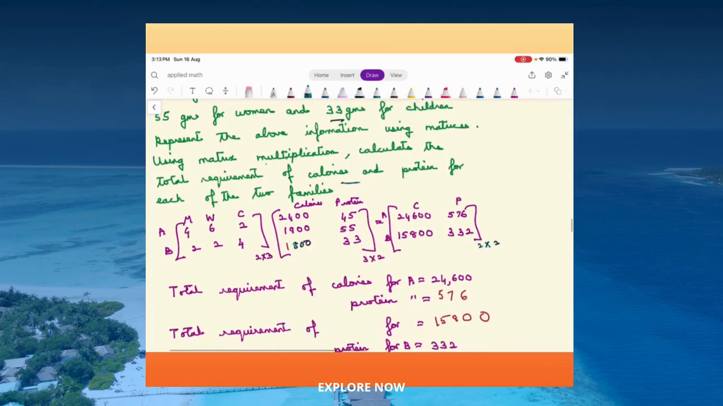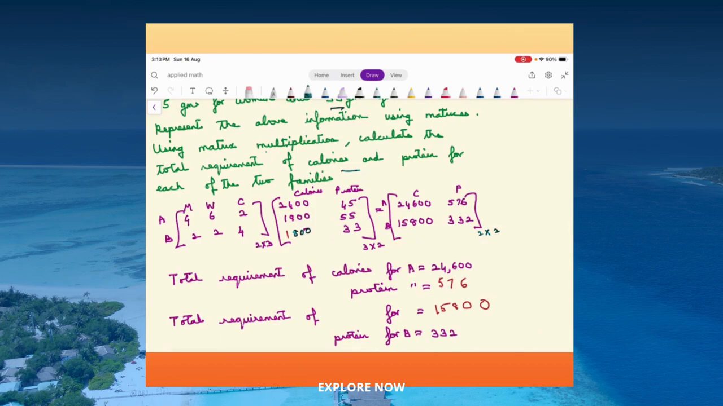So the total number of calories for A will be 24,600. Total number of protein for A will be 576. Total number of calories for B will be 15,800, and total requirement of protein for B will be 332. So this is a matrices competency based question.